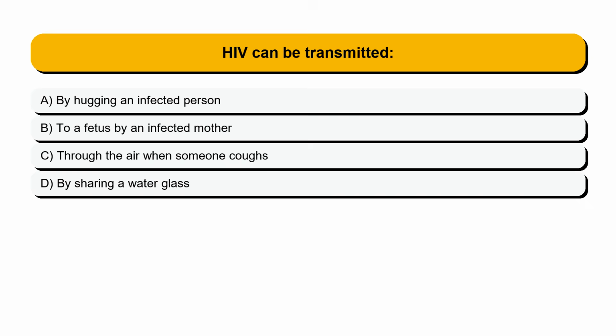Question 67. HIV can be transmitted. Option A, by hugging an infected person. Option B, to a fetus by an infected mother. Option C, through the air when someone coughs. Option D, by sharing a water glass.